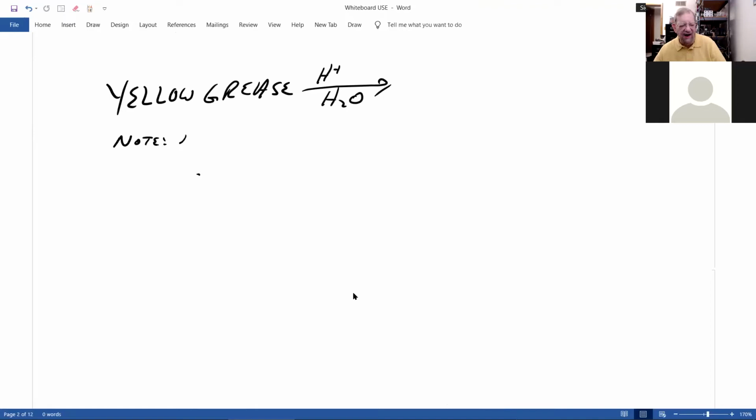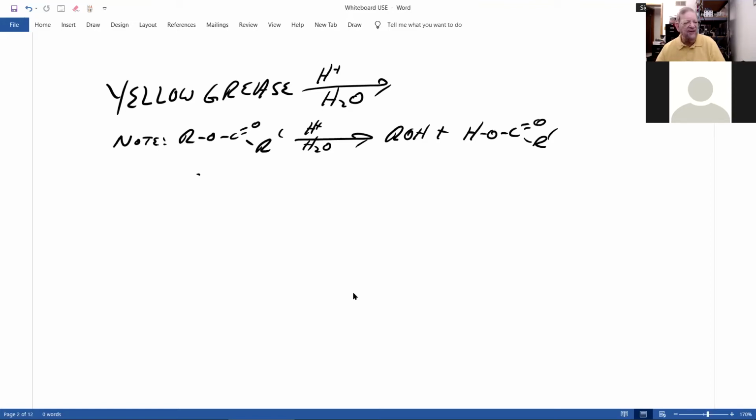In case you forgot, hopefully not for tomorrow, because you know it the other way. Acid hydrolysis of an ester gives you the alcohol you would have used to make that ester plus the carboxylic acid you would have used to make that ester. And now give me the product. If you react yellow grease with water and acid, what do you get? Your turn.